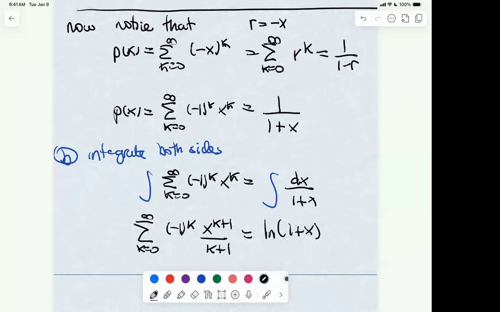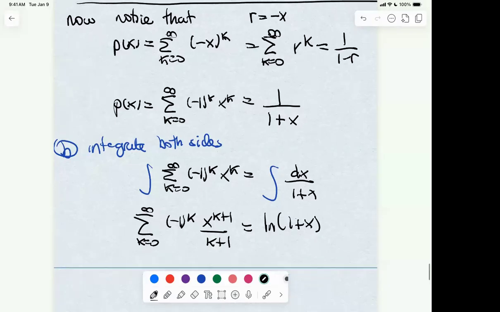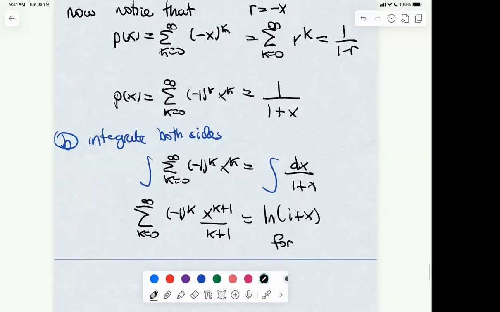Here you don't even need absolute values, because x is always between -1 and 1, so 1 plus x is always positive, and the ln is well defined. There you go. Actually, this would be the Taylor series for ln of 1 plus x.